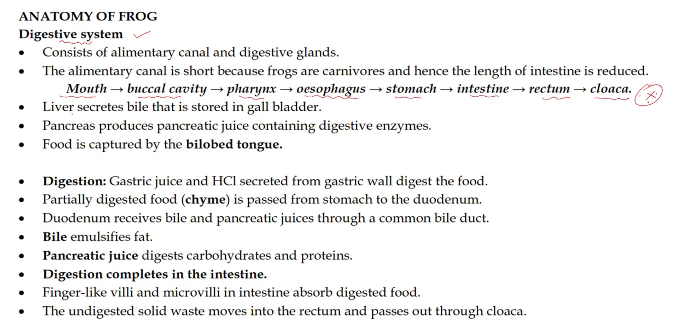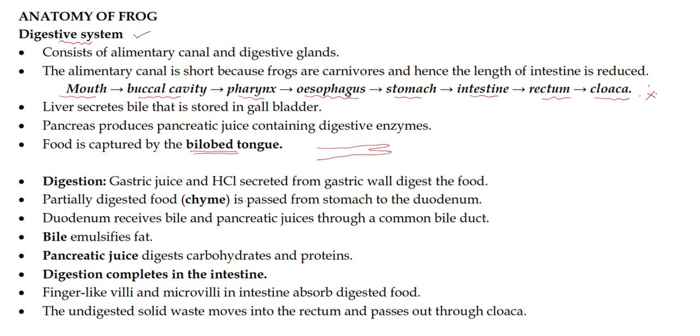Now, liver, that is the digestive gland. Liver secretes bile, stores it in the gallbladder, and the function of bile is generally the same as in humans, which is emulsifying large fat molecules into smaller fat molecules. Remember the term emulsification. Then the pancreas produces pancreatic juice, which contains various digesting enzymes. Then, regarding the tongue, food is captured by a bilobed tongue. In the case of frog, the tongue has two parts, bilobed tongue.